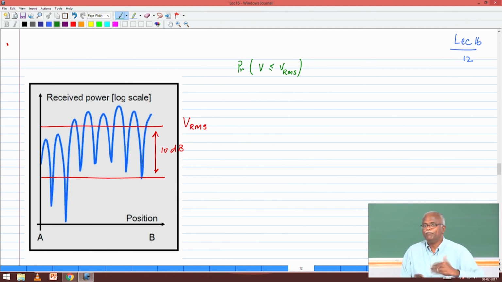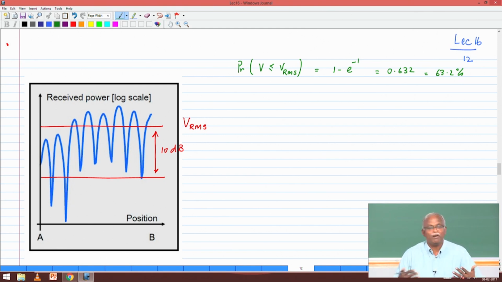If it goes anything below that, then I am in trouble. So this, from the CDF, tells us is 1 minus e power minus 1, because V by VRMS is equal to 1. This is 0.632. What is that? Bad situation. 63% of the time you are going to be in outage. So this is the same as 63.2% outage. And you say, my goodness, I can't tolerate that.